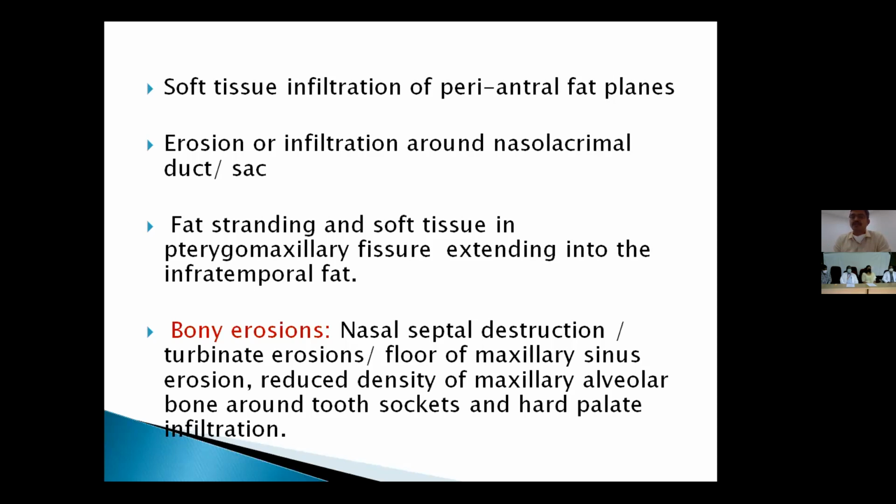The next route is extension along the nasolacrimal ducts. So any form of soft tissue thickening or erosion around the nasolacrimal duct is considered to be an early finding in case of orbital extension, and this needs to be carefully looked at when we are viewing the images.